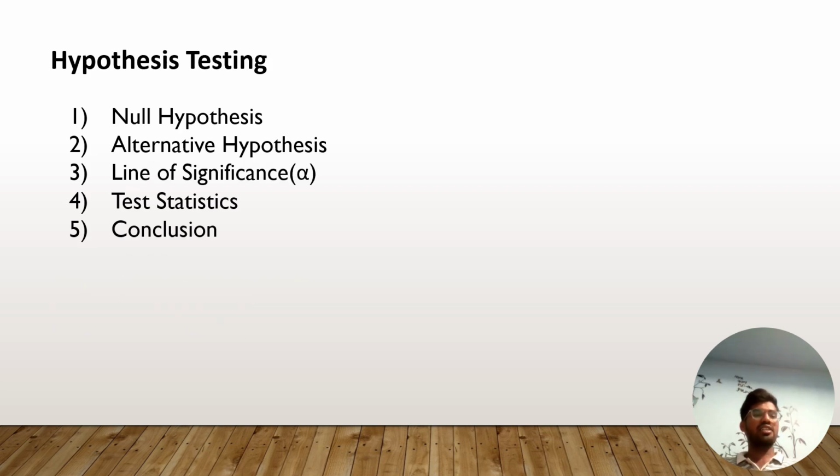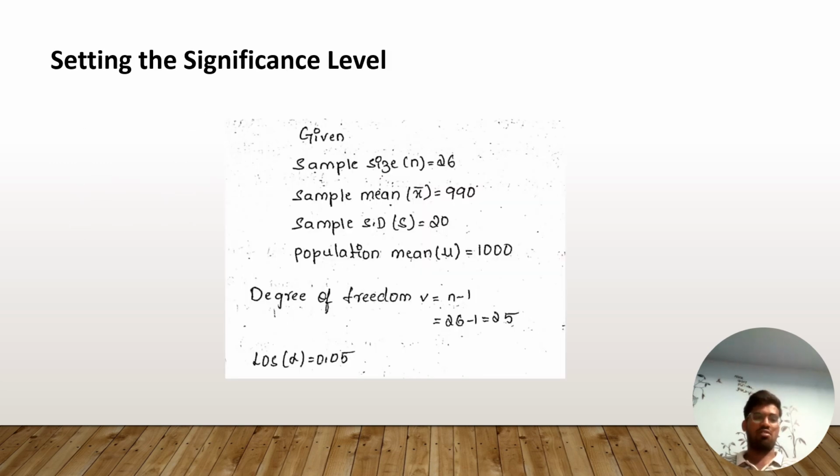Let's test our problem in 5 steps: the null hypothesis, the alternate hypothesis, the level of significance, the test statistic, and the conclusion. By these 5 steps, we conclude whether our null hypothesis is accepted or rejected.